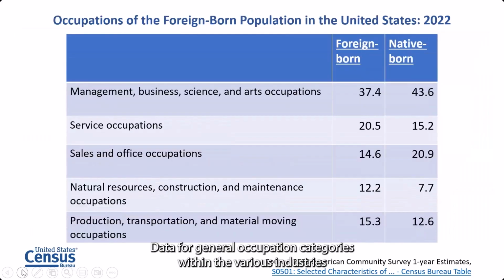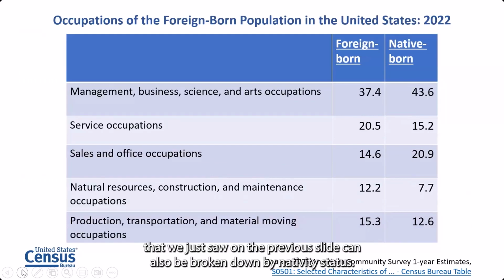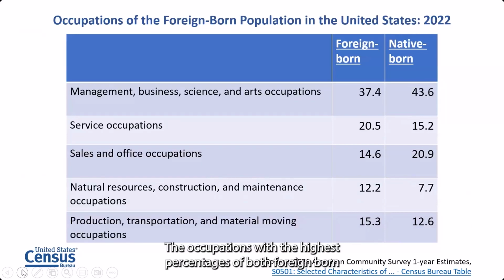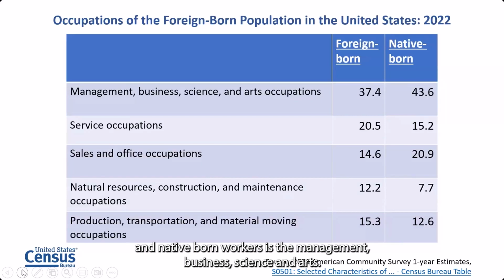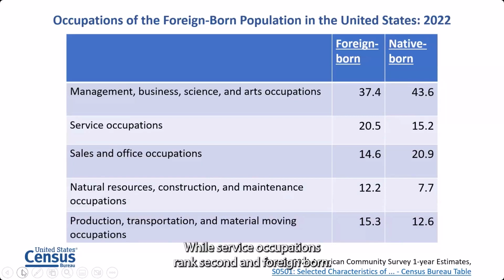Data for general occupation categories within the various industries that we just saw in the previous slide can also be broken down by nativity status. The occupations with the highest percentages of both foreign-born and native-born workers is in management, business, science, and arts, while service occupation ranks second for the foreign-born and third for the native-born.